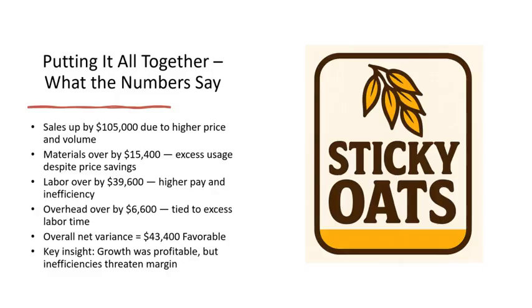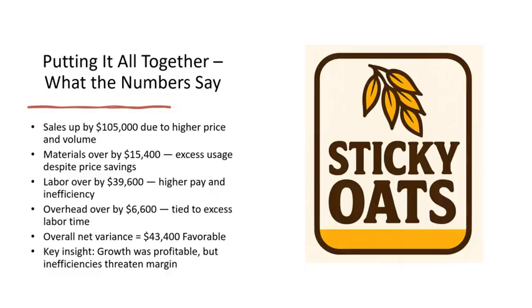Sticky Oats had an impressive 105,000 favorable sales variance from selling more and raising prices, but on the cost side, it didn't go quite as well. Here's the full breakdown. Total materials were 15,400 unfavorable, excess usage despite having those price savings.